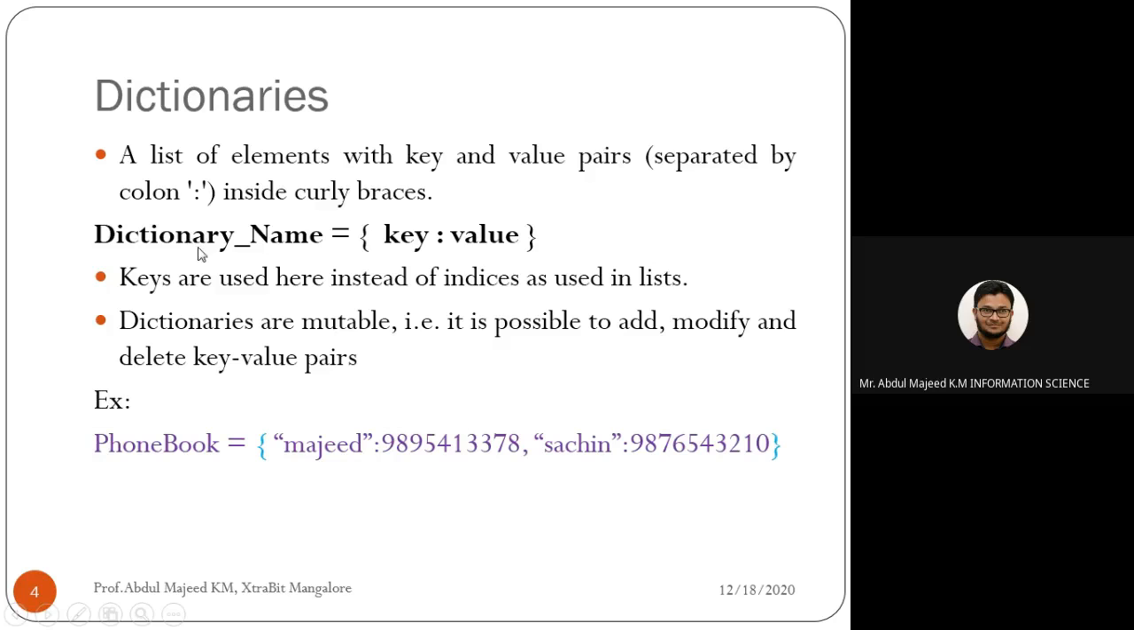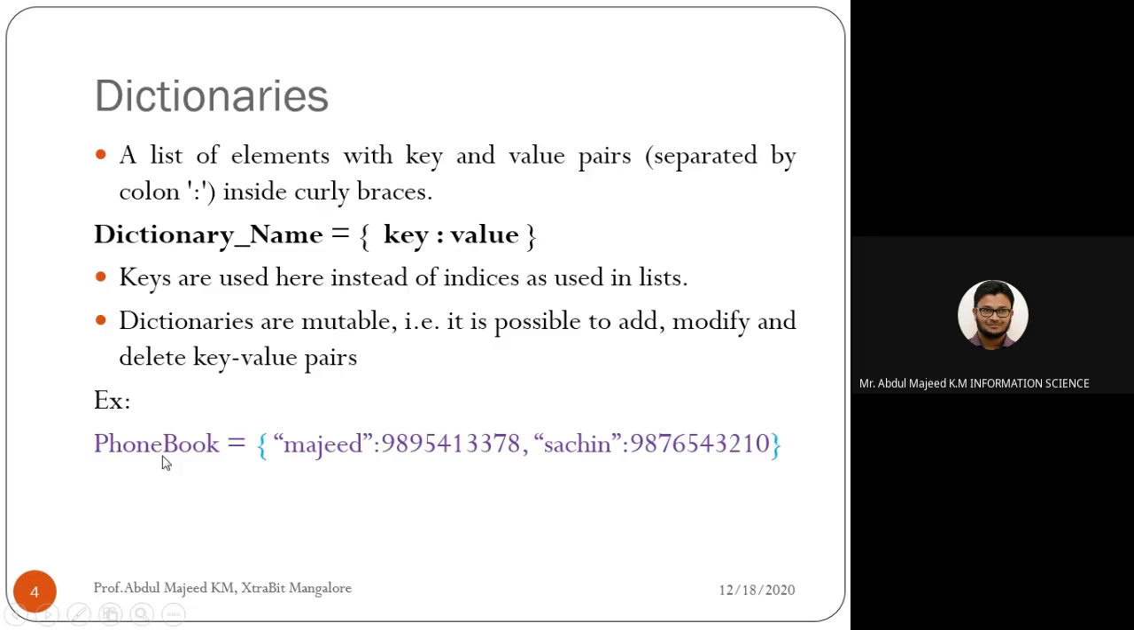So you can see an example. Dictionary name is equal to key colon value. So it is a key value pair. Keys are used here instead of indices as used in the list. Dictionaries are mutable, that is, it's possible to add, modify, and delete key value pairs.